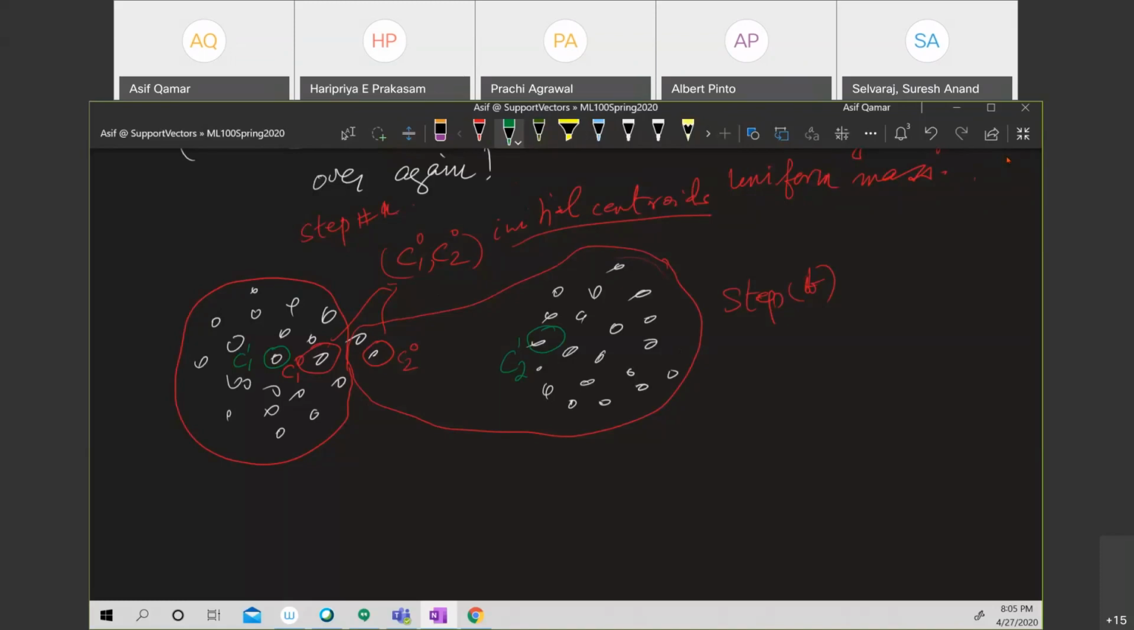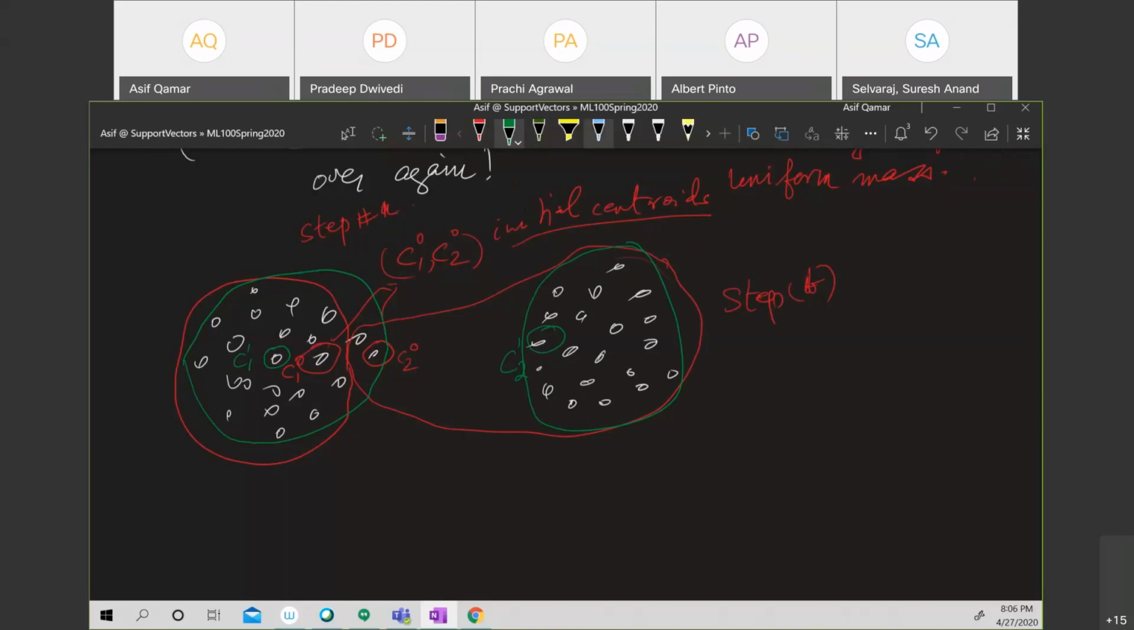Yes. The second cluster, this is it. And now you play this game again. This time when you play this game, you'll realize that all of these points belong to C1 prime, and all of these points belong to C2 prime. So that's beginning to look pretty good.